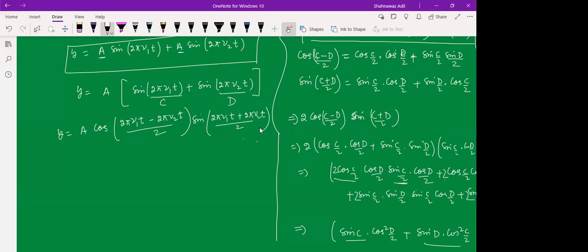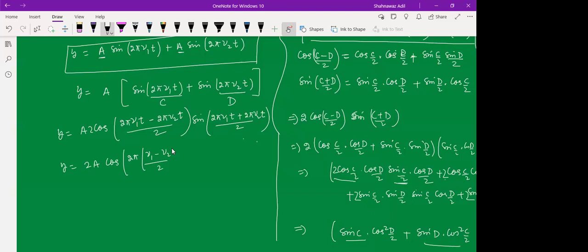So this would be the answer. Then if we write it correctly, this would be how much? Oh, there is this 2 also. So this would be 2a and cos. And I can take 2 pi common from here. So 2 pi, and this is nu 1 minus nu 2.